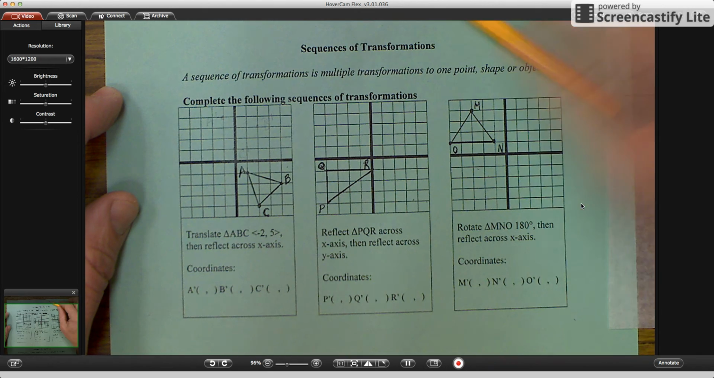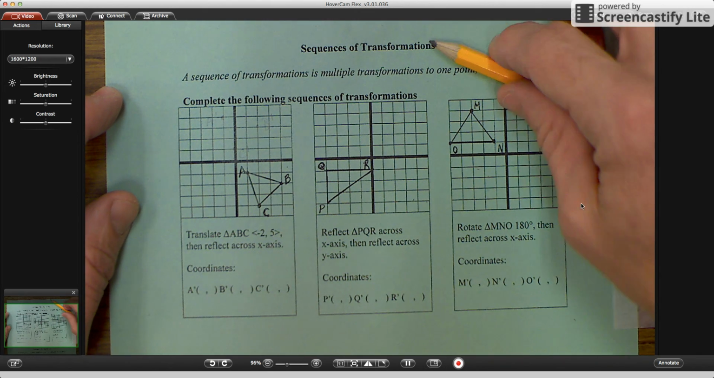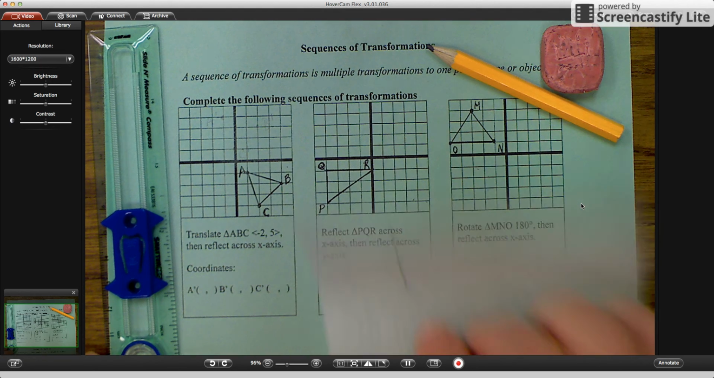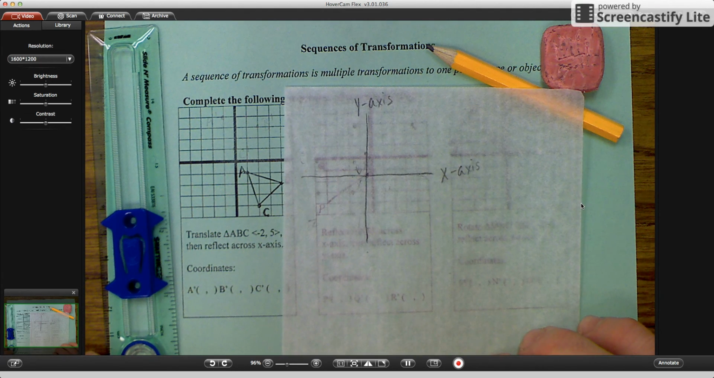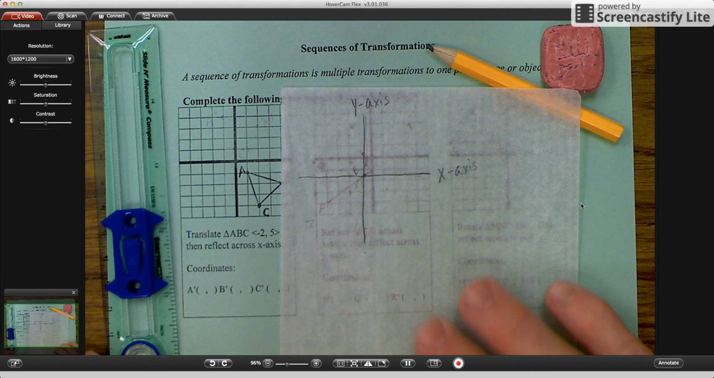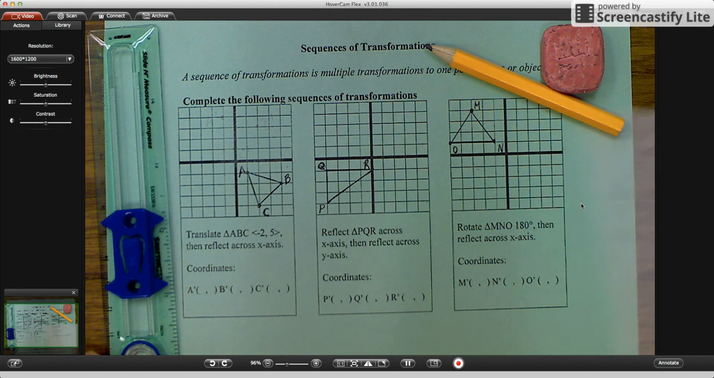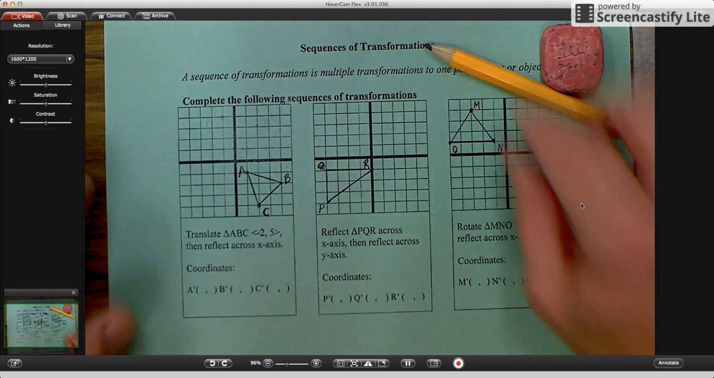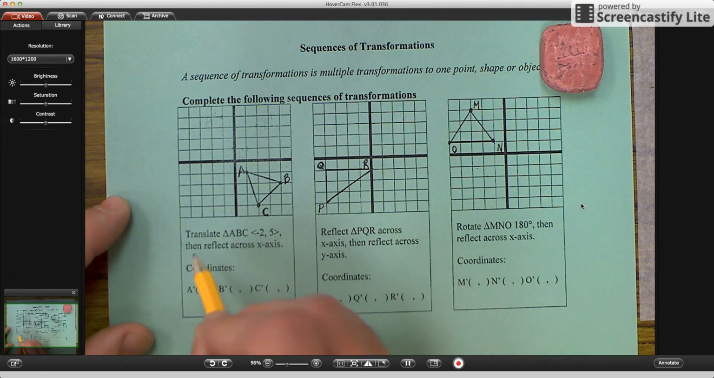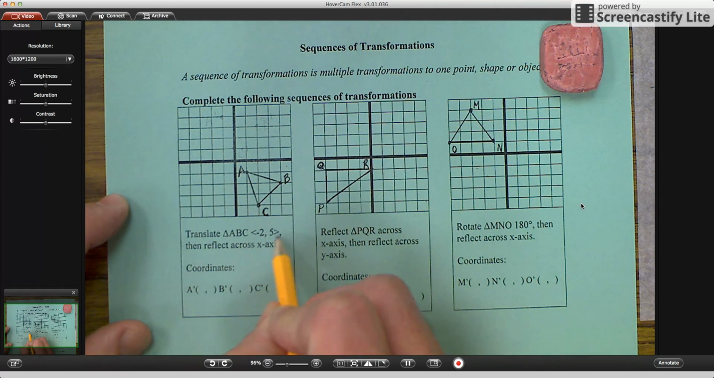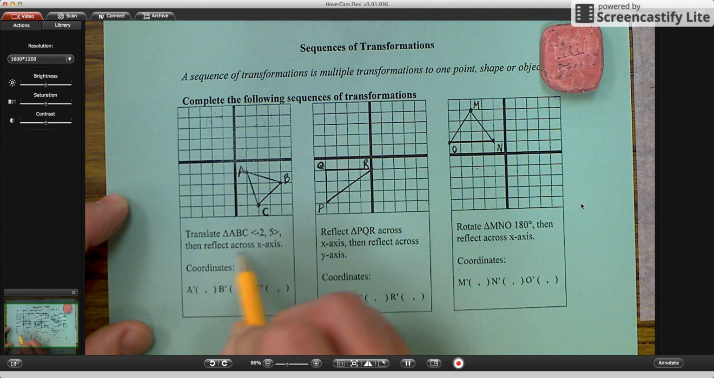We're going to need a pencil. I'm going to need an eraser. I'm going to need a straight edge, and I'm going to need my patty paper. You're going to need your patty paper. Okay? So those are the four things that you're going to want to have when you're doing these sequences of transformations.